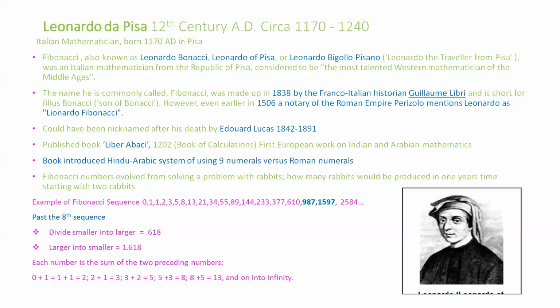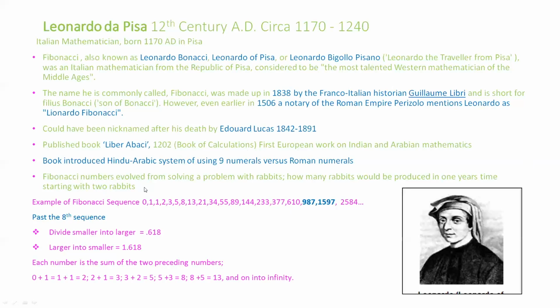Now, he was a brilliant mathematician, and he started studying accounting at his father's urging when he was very, very young. He published a book, Liber Abaci, and received an award equivalent to the Nobel Peace Prize. It's called the Book of Calculations. It was the first European work on Indian and Arabian mathematics. And what was really special about that book, one of the things, is that he brought to us the system of using 9 numerals versus Roman numerals. And that was a huge breakthrough in mathematics.